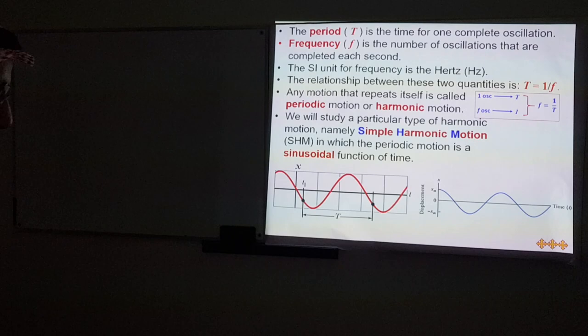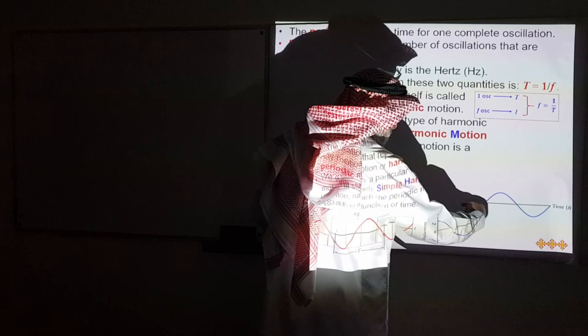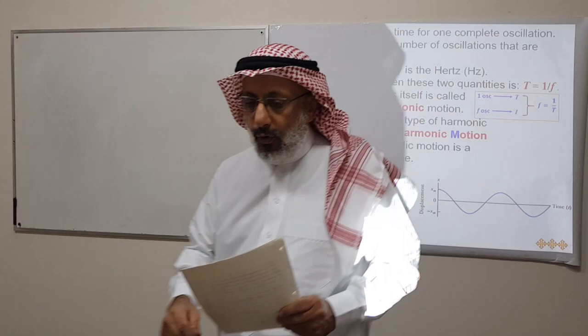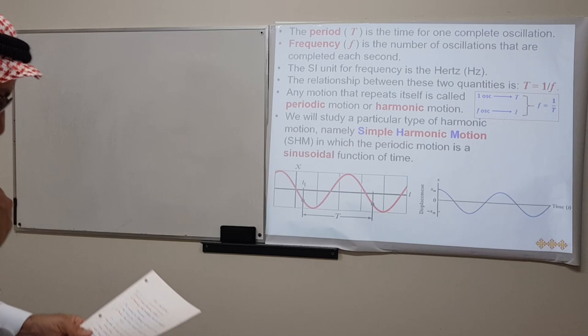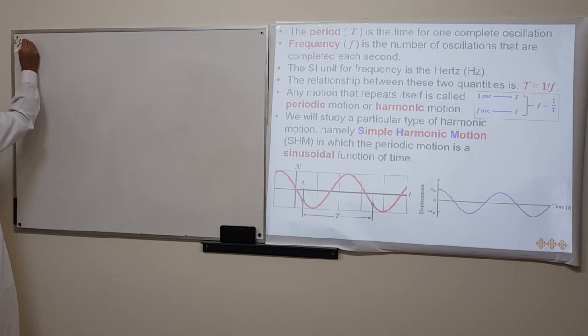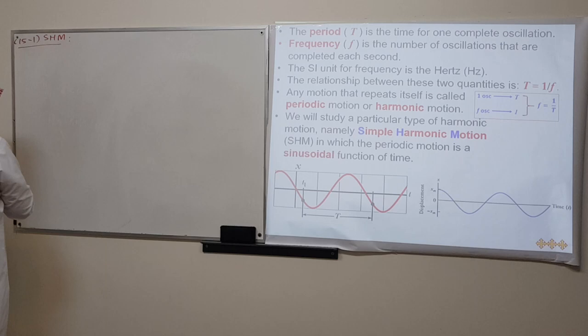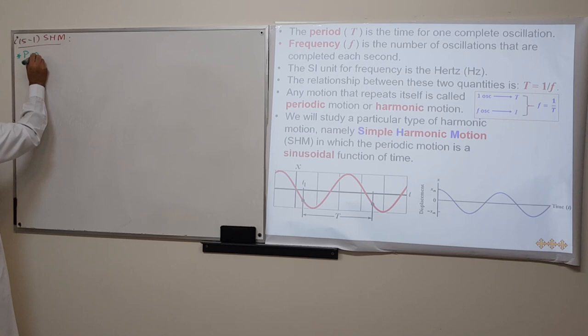of a particle executing simple harmonic motion. Here is the position, and it varies as a function of time in a sinusoidal manner. So let's write the equation for this. This is now section 1 in chapter 15, and here we are studying simple harmonic motion. We will first start by stating the position. Now we have talked about the period and the frequency. We will start by writing down the position of a particle that is executing simple harmonic motion.